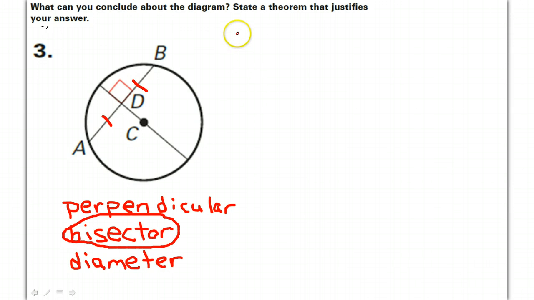Okay, so what you should have written down was, as far as your statement, what can we conclude? You should have written segment AD is congruent to segment DB. Now, when you write your theorem justifying your answer, you need to write one of those statements where you're mentioning all three of these words, starting with the two that you're given, perpendicular, diameter, and ending with the one that you're concluding, bisector. So in this case, you would have said, since we are given a diameter that is perpendicular, it must be a bisector.